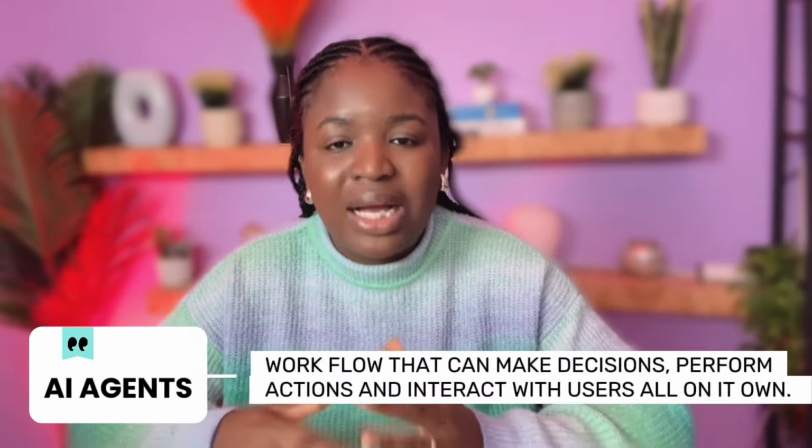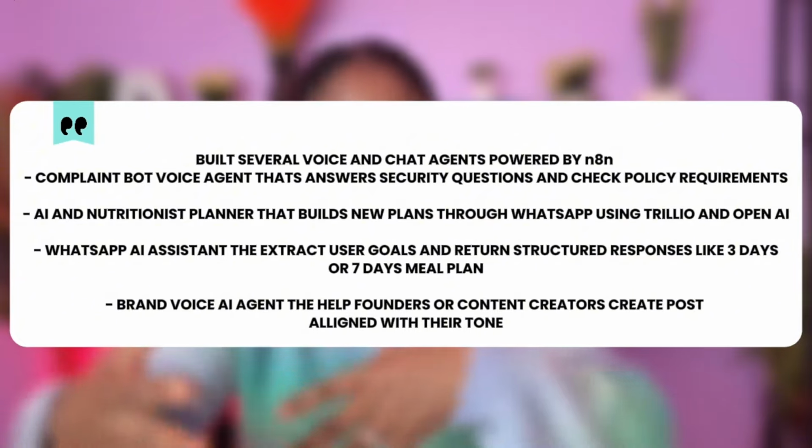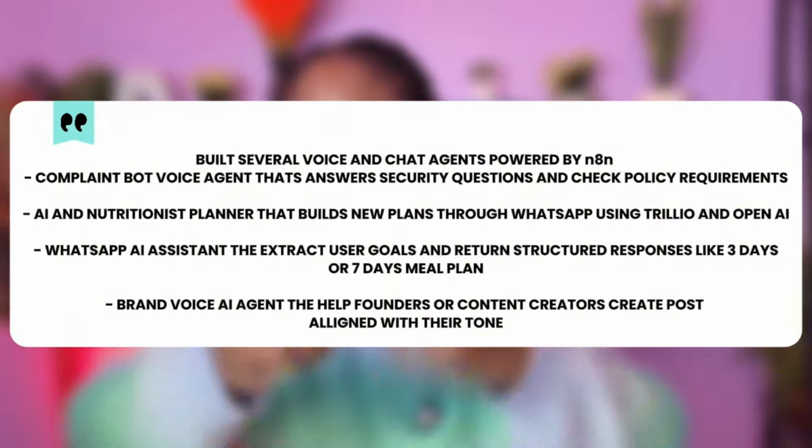So for instance, I built several voice and chat agents powered by n8n. An example is a compliance bot voice agent that answers security questions and checks policy requirements, or an AI nutrition planner that builds meal plans through WhatsApp using Twilio and OpenAI, or a WhatsApp AI assistant that extracts user goals and returns structured responses like 3-day or 7-day meal plans. I've also built a brand voice AI agent that helps founders or content creators generate posts aligned with their tone.